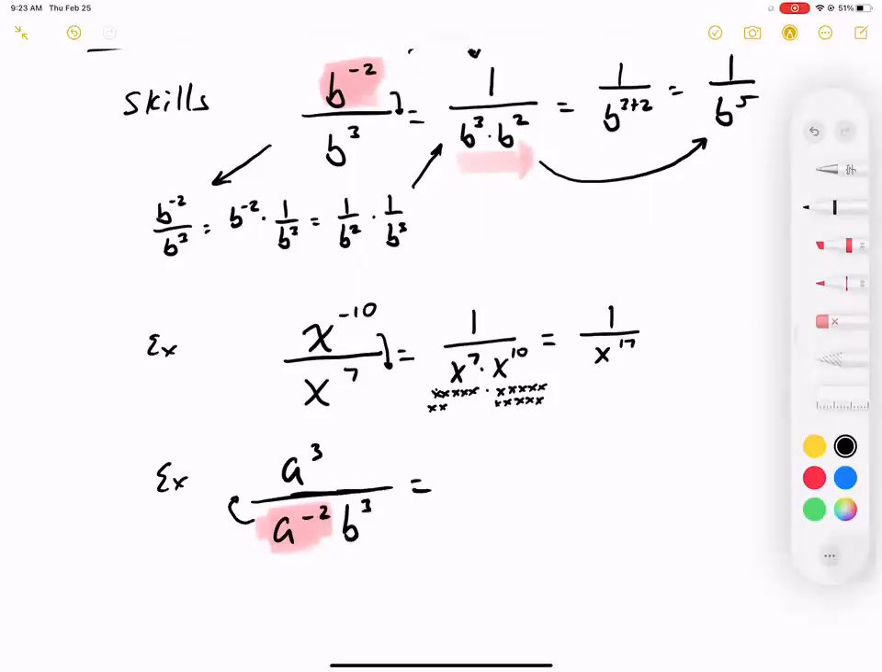You go on top, a cubed times a to the 2nd power. Please don't bring in the negative. You've retreated your negative away to come back home. Now you're with family. And then we can just combine what we can. I have a cubed times a squared is a to the 5th power over b cubed. And you can't do anything with this because a's and b's are different.